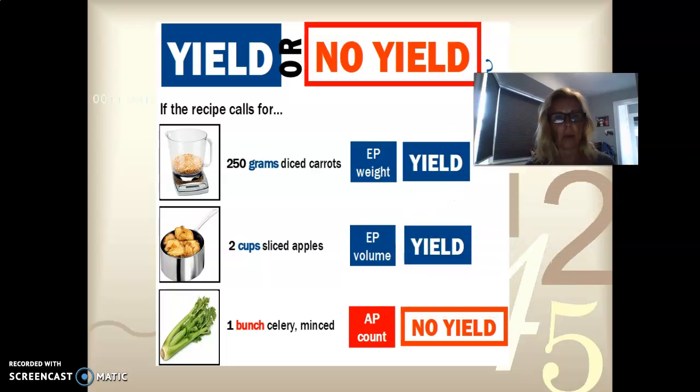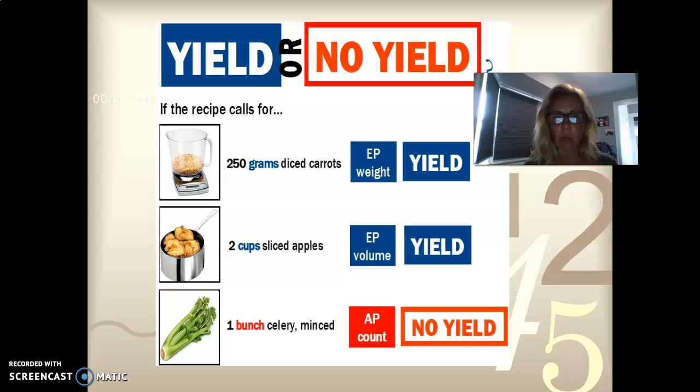Let's move me out of the way here. Yield or no yield. Here's our game. So if a recipe calls for 250 grams of diced carrots, well, we're doing something to these carrots. We're dicing them, and we're measuring weight, right? So I didn't say anything about eaches. I said I need a certain weight of carrots, so we do need a yield percent, right? In order to know how much to order.